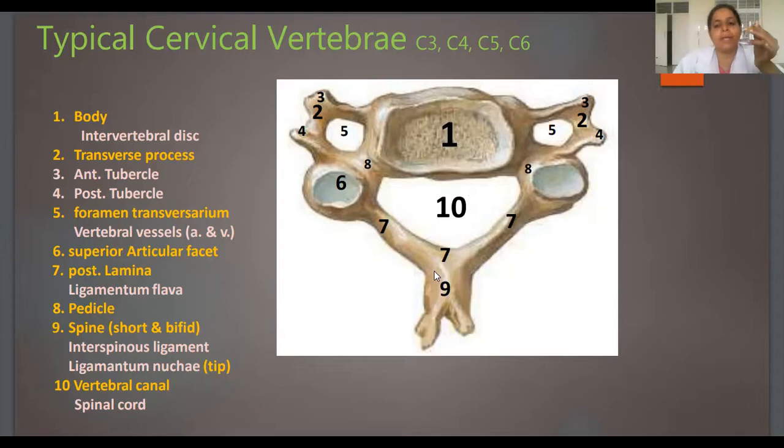Right and left laminae are fusing to form the spinous process, which is bifid. That's it. These are number 8, connecting the body and the superior articular facet. At this junction, we have pedicles.